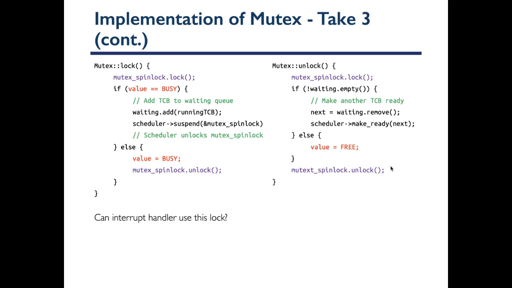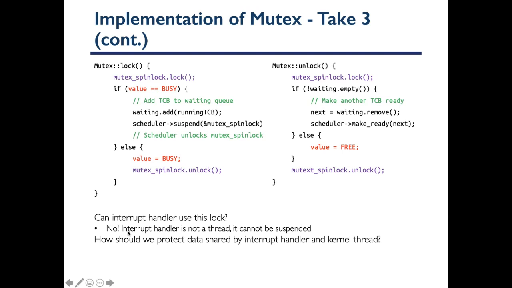Okay, the answer is no. And the main reason is that interrupt handler is not a thread. So interrupt handler cannot be suspended. Interrupt handler cannot be scheduled. And as you can see here, if you want to acquire the lock and the lock is busy, then you're going to be suspended. Well, an interrupt handler can never be suspended. Therefore, interrupt handler cannot use this mutex.